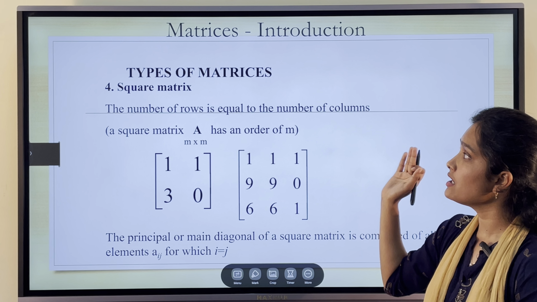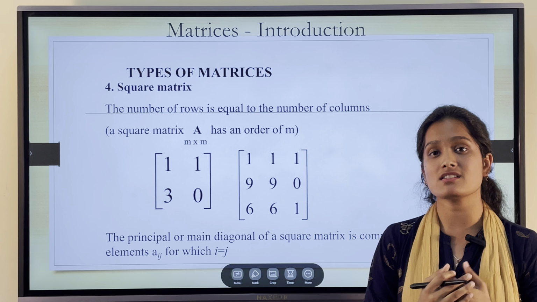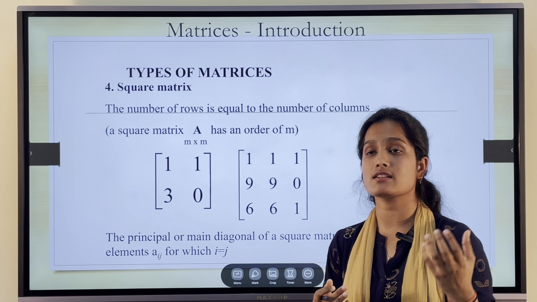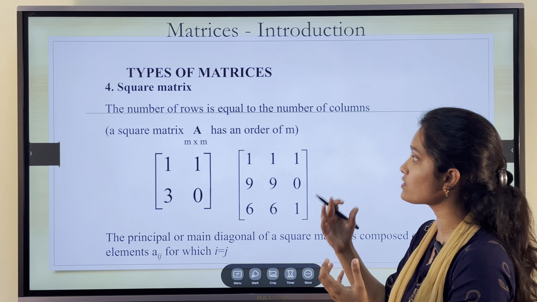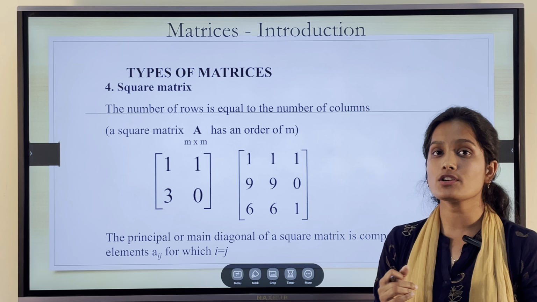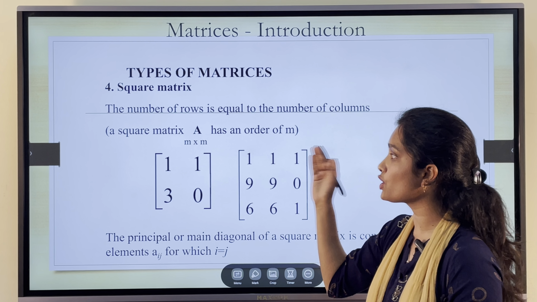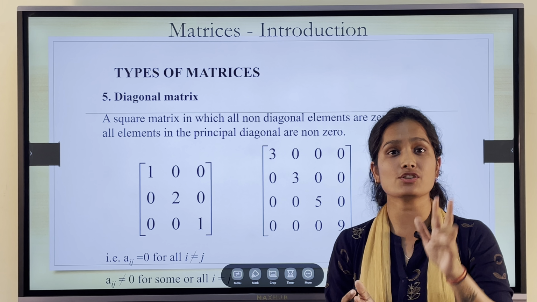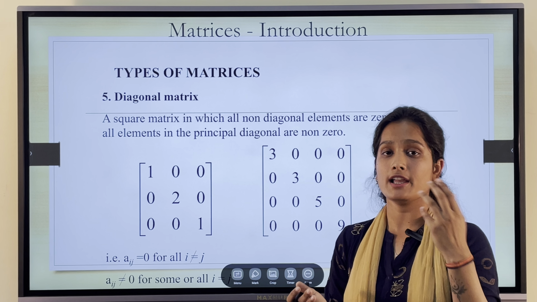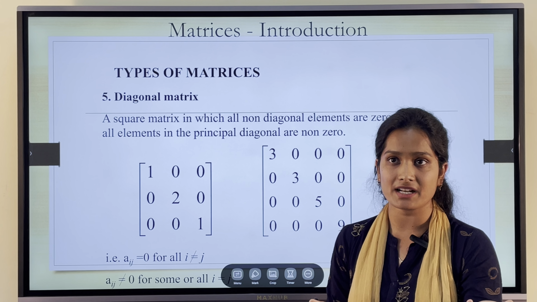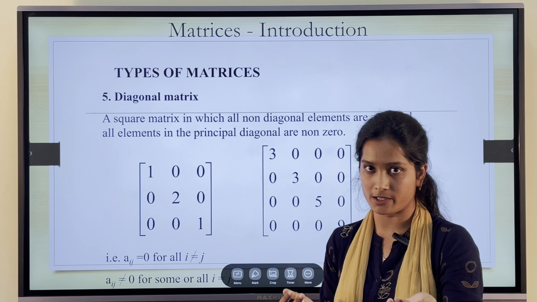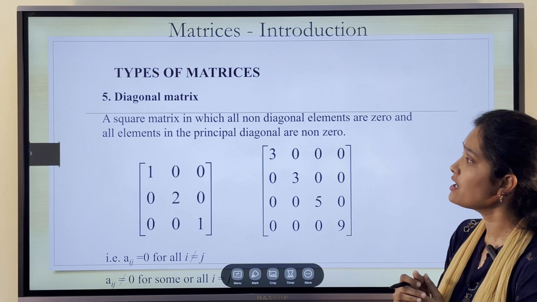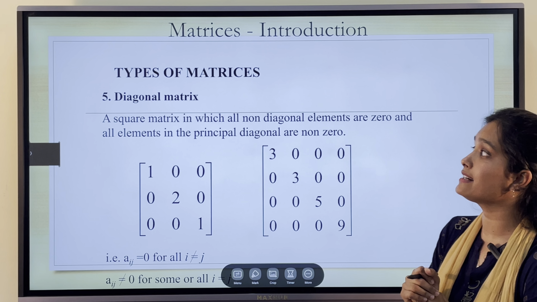Then we have the fourth type of matrix, that is a square matrix. A square matrix is a matrix in which the number of rows and columns is equal, and the order of this matrix is denoted as m cross m. So if we say that it is a 2 by 2 order matrix, then it has 2 rows and 2 columns. If it is a 4 by 4 order matrix, then it will have 4 rows and 4 columns. Then the fifth type of matrix is the diagonal matrix.